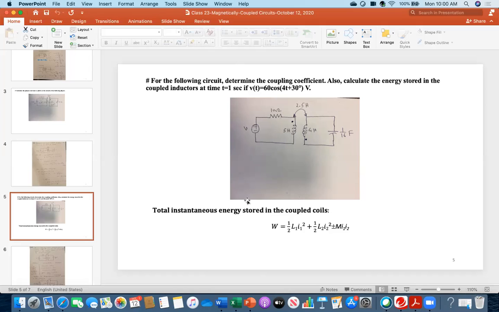This means that this is the equation that we have to apply. So I know what L1 is, I know what L2 is, and you know the M value, this one. You just need to find I1 and I2. That's all, so that is what we will be doing. And at first we will be calculating the coupling coefficient, which is K.